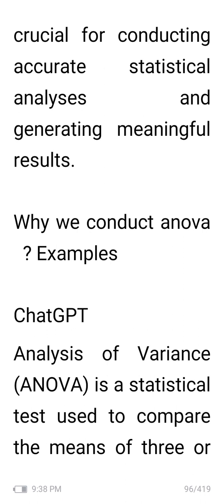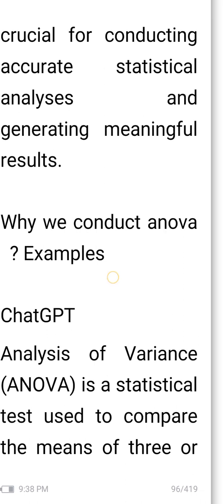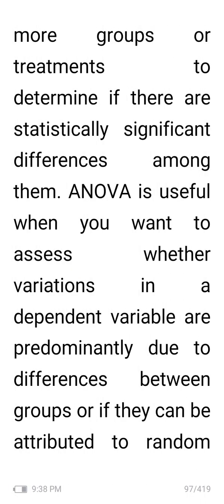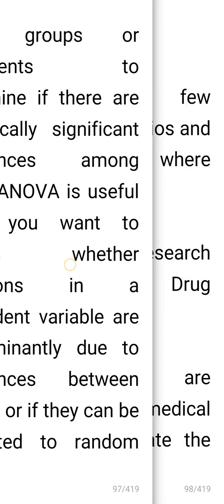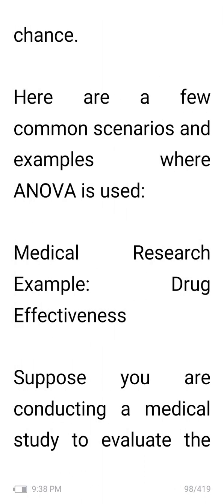Analysis of variance. ANOVA is a statistical technique used to compare the means of three or more groups or treatments to determine if there are statistically significant differences among them. ANOVA is useful when you want to assess whether variations in a dependent variable are predominantly due to differences between groups or if they can be attributed to random chance. Here are a few common scenarios and examples where ANOVA is used.